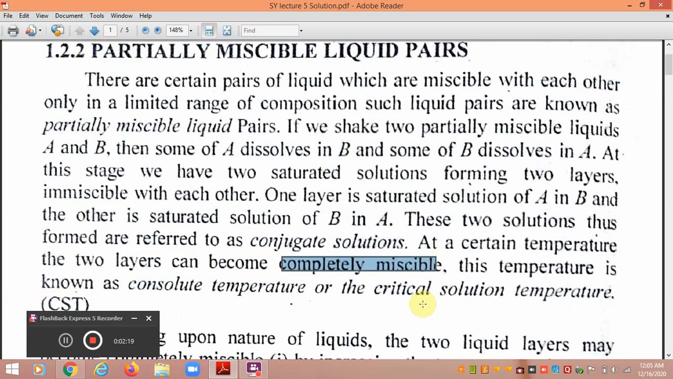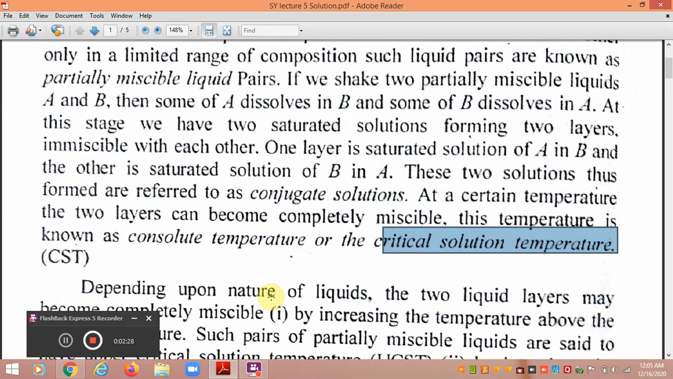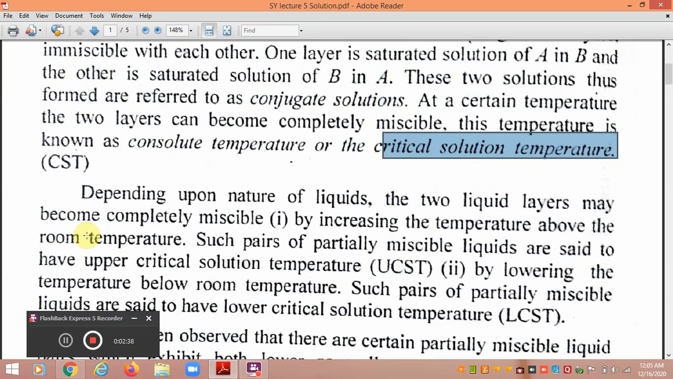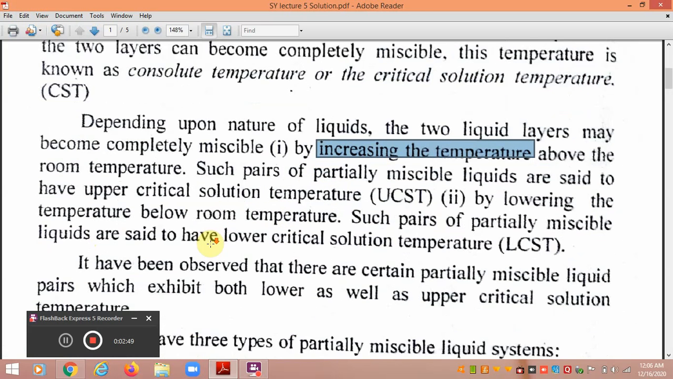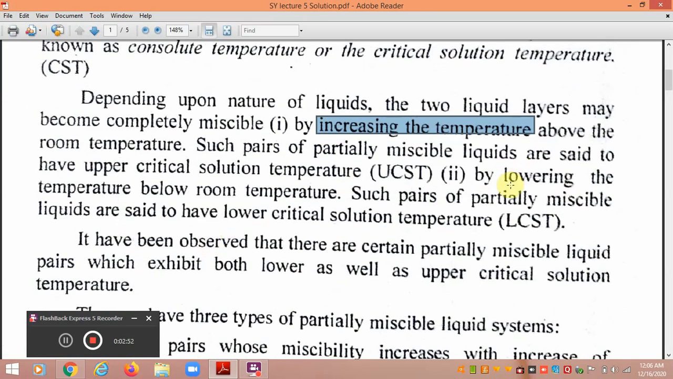At a certain temperature these two layers can become completely miscible, and this temperature is known as the consolute temperature, or the critical solution temperature. The temperature at which these two partially miscible liquids become completely miscible is called the critical solution temperature. Depending upon the nature of the liquids, the two liquid layers may become completely miscible by either increasing or decreasing the temperature.